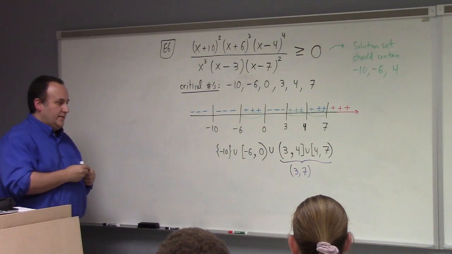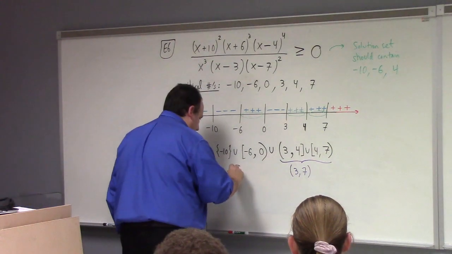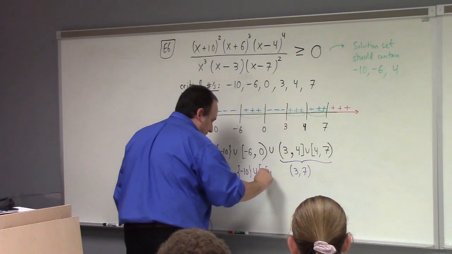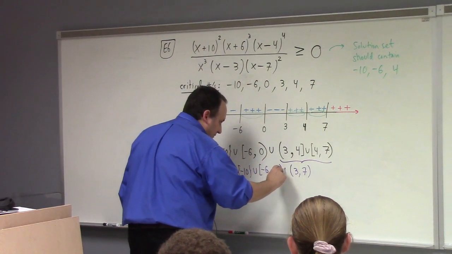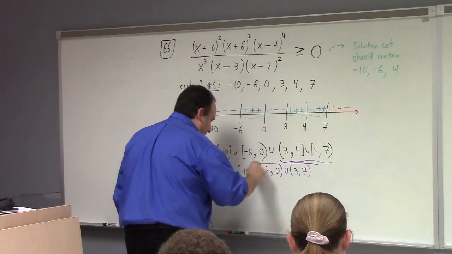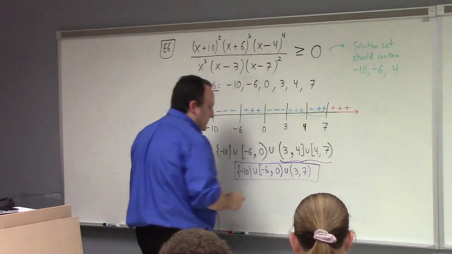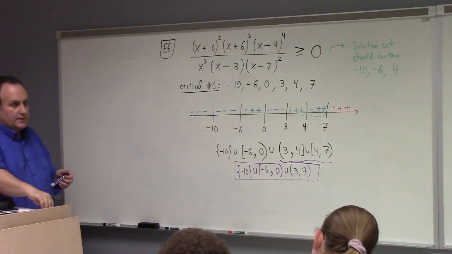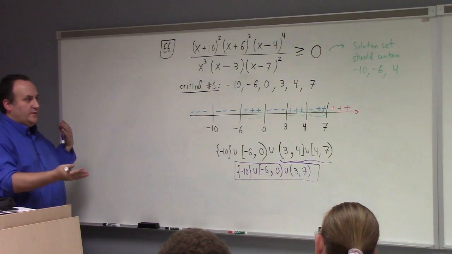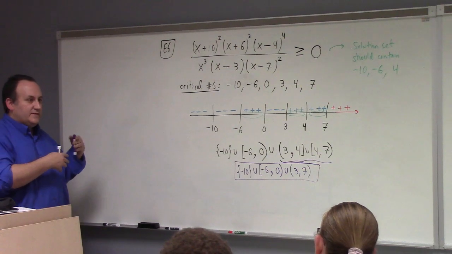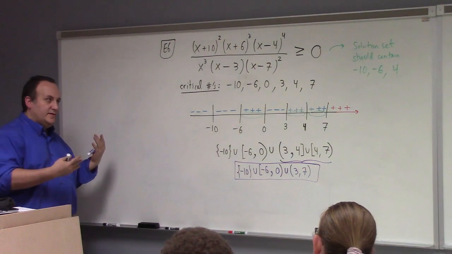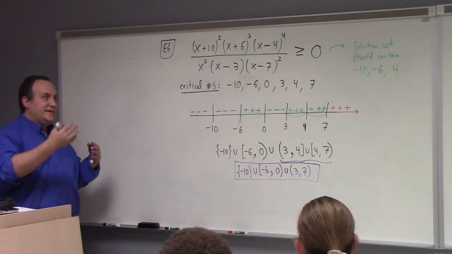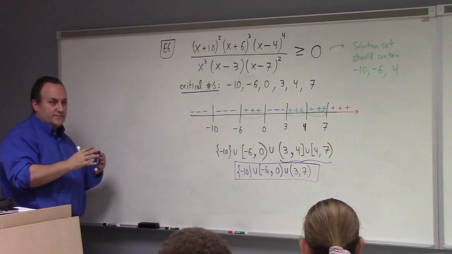So anyway, let me write the answer in the nicest way possible for me. Minus 10, union with minus 6 included to 0 excluded, union with the set 3 to 7. There you go. That's your solution in interval notation. If you understand what we just did, you can solve the lion's share of these problems, provided your algebra is solid enough to get to this point for other problems.